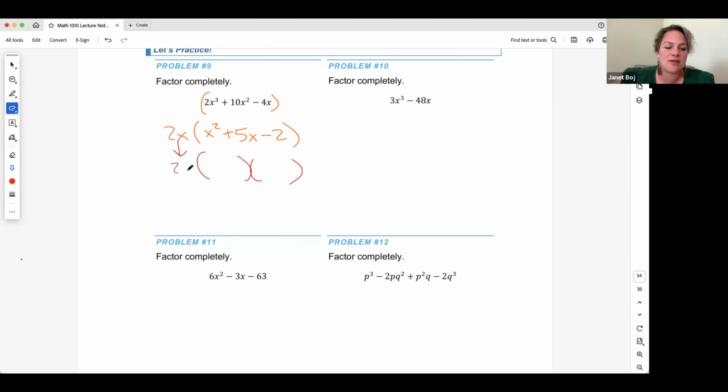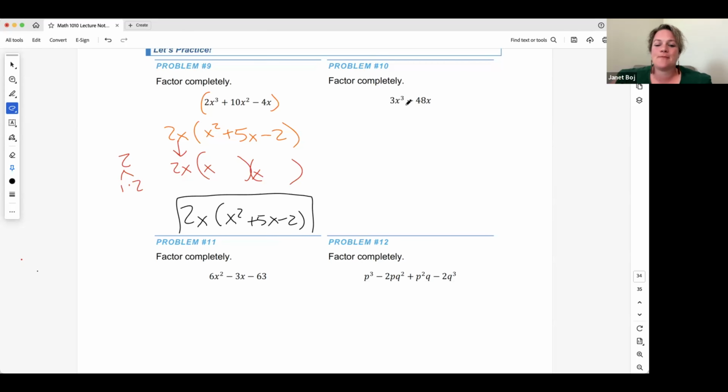Remember, you're keeping the 2x with you. Now, you set up your template, you split up the x and the x, and you're trying to find two numbers that multiply to give you 2 and add to give you 5. But when I try to multiply, I just get 1 times 2. Notice that no combination of 1 and 2 will ever add to give me 5. So then you know this is completely factored. Problem number 9, completely factored, is 2x times x squared plus 5x minus 2. Sometimes it's completely factored just by factoring out the GCF.